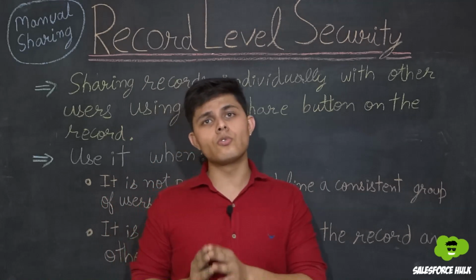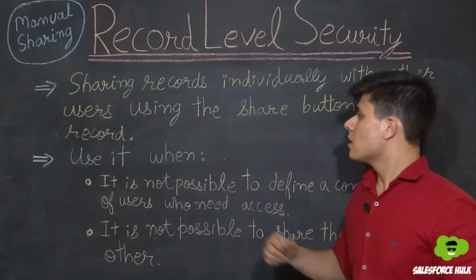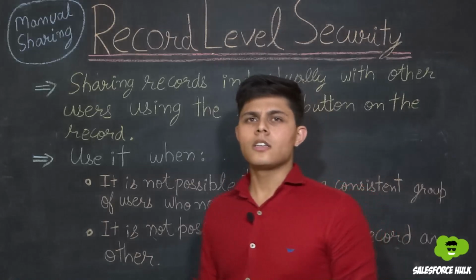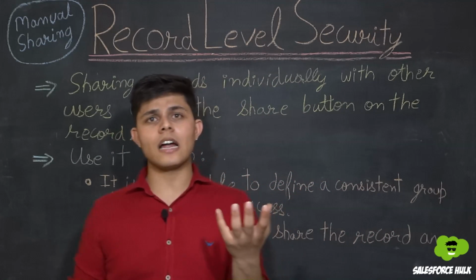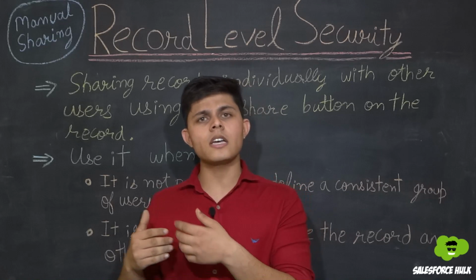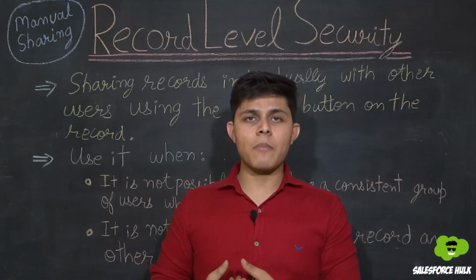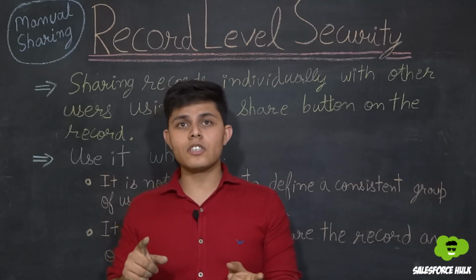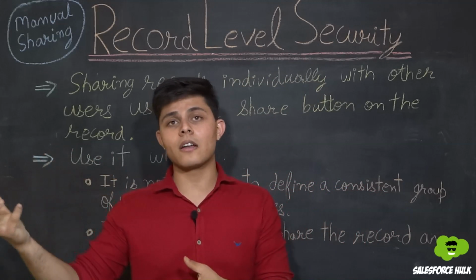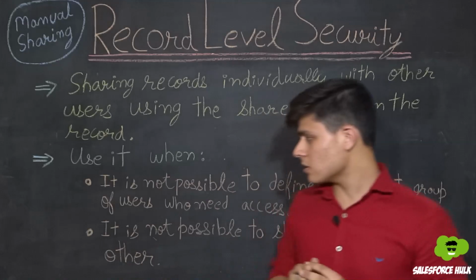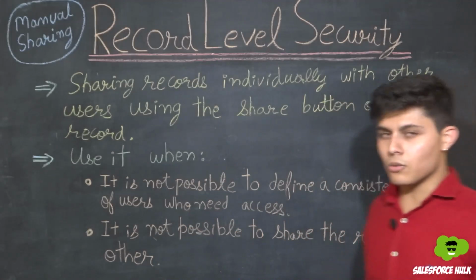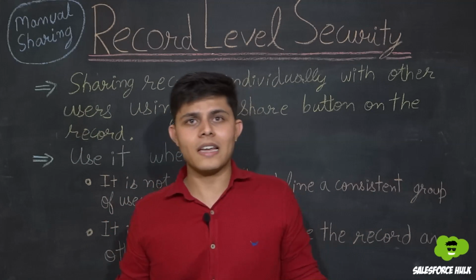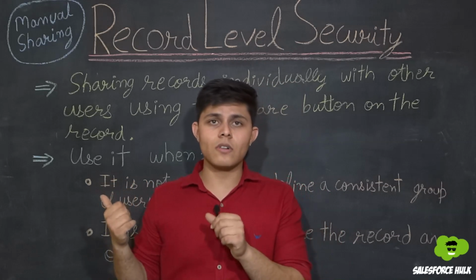But when do we need to use manual sharing? So let's see. Use it when it is not possible to define a consistent group of users who need access. With sharing rules, you need a consistent group of access that can be determined beforehand and that does not change frequently. But what happens if we cannot predict the users to whom we need to share the access? In that situation, you need to go for manual sharing. You cannot share the records using sharing rules at that time. And another situation is when it is not possible to share the records any other way. If you cannot share the records any other way, not using sharing rules, not with role hierarchies, then manual sharing will work best.